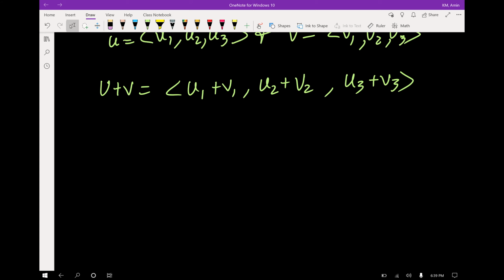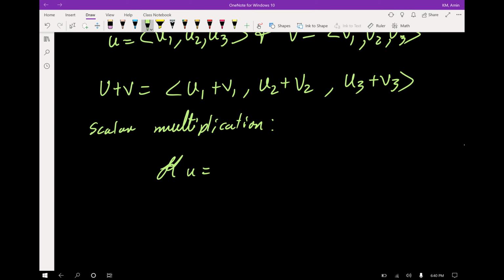All right, now scalar multiplication. I use cursive. Usually for scalar multiplication, they use cursive. Okay. You'll see it in physics. In physics, for the scalar they use cursive.